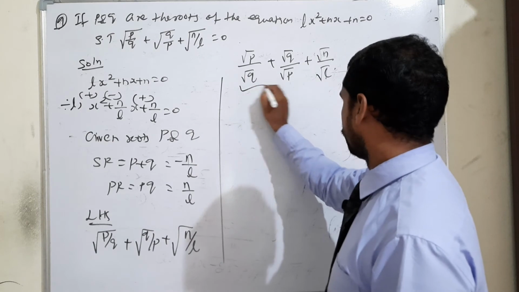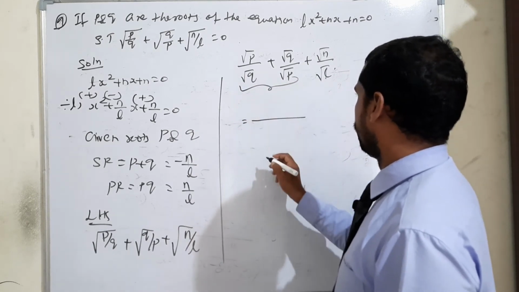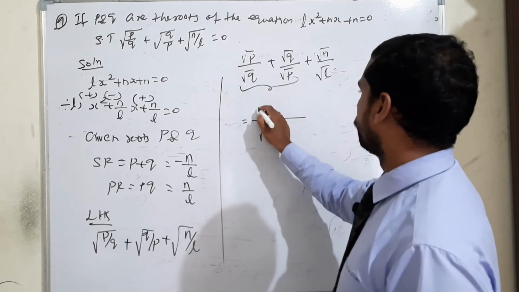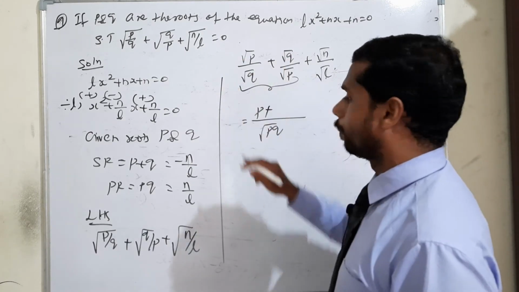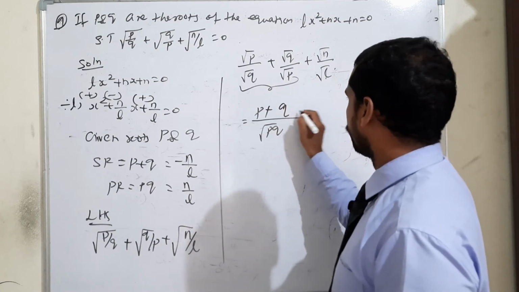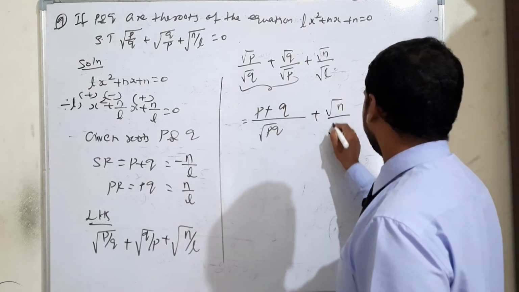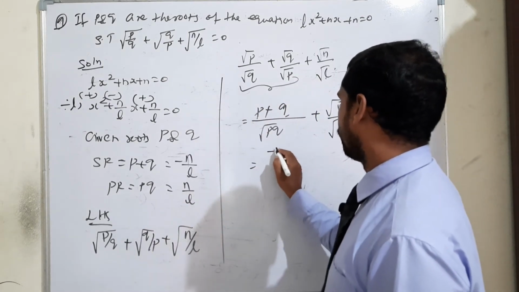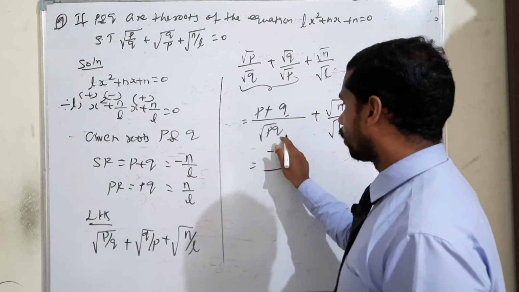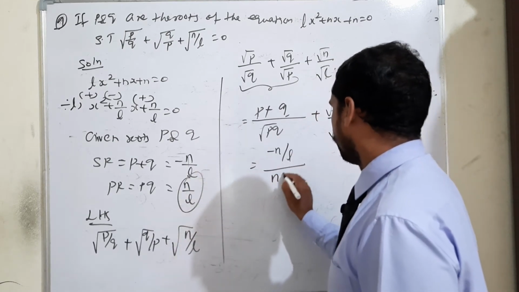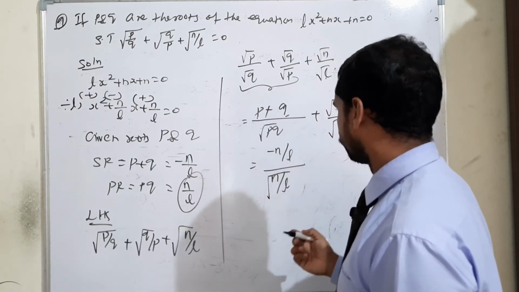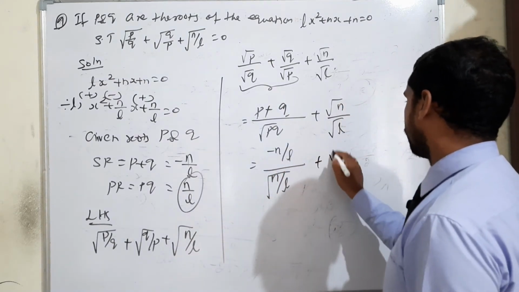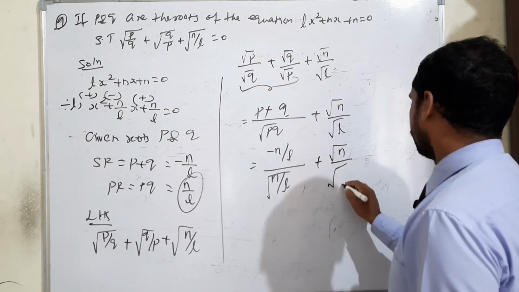Now for the first two terms, consider the common denominator, root pq. Cross multiply: root p into root p means p, and root q into root q means q. Then root n by root L. Now p plus q is equal to what? Minus n by L. Then the product of the roots is positive n by L, and this is under the root, isn't it? The denominator is only root. Then the second part as it is, root n by root L.